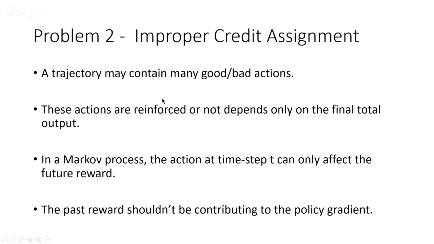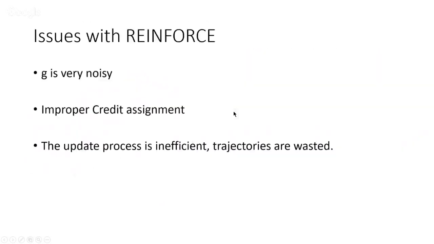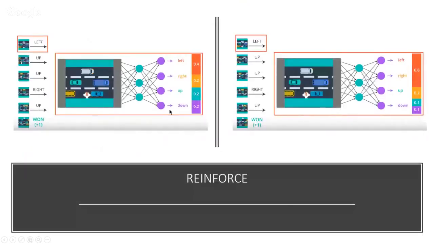Okay, problem number 2 was improper credit assignment. So what is this? A trajectory may contain many good or bad actions. Whether these actions are reinforced or not depends only on the final total output. That's correct. So if we go back to this one, whether this is improved or not, whether this is made from 0.4 to 0.6 or not, it depends only on this currently in the REINFORCE algorithm, right?